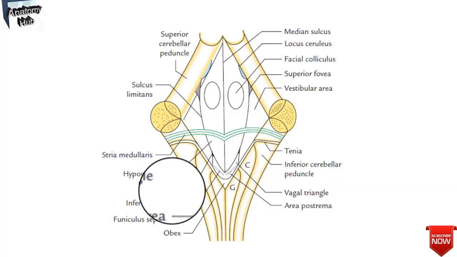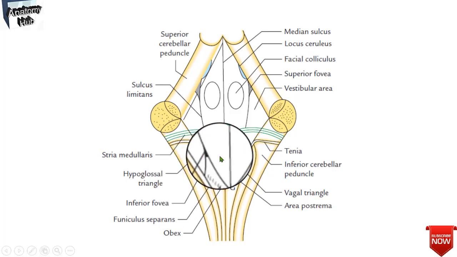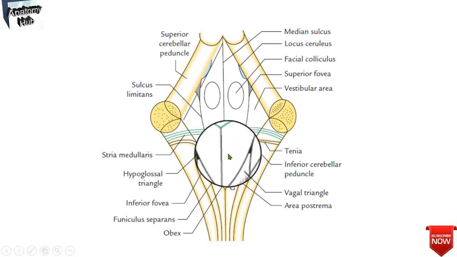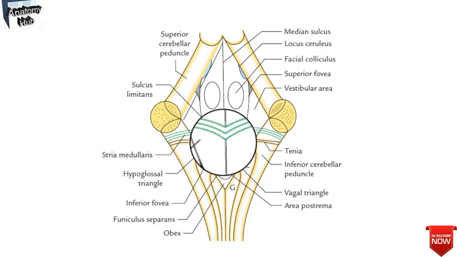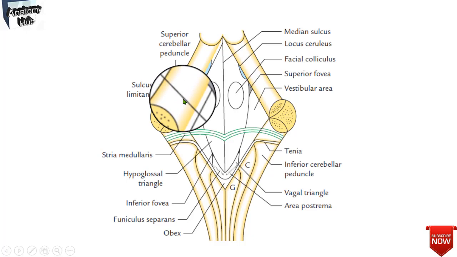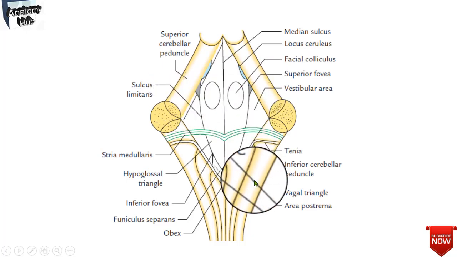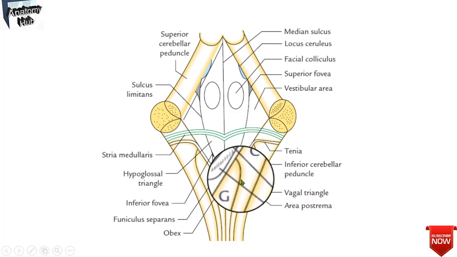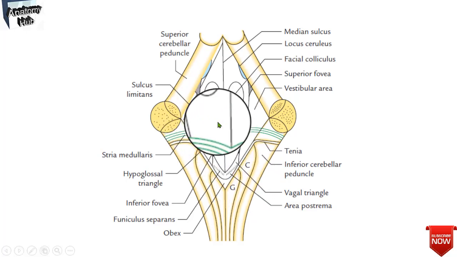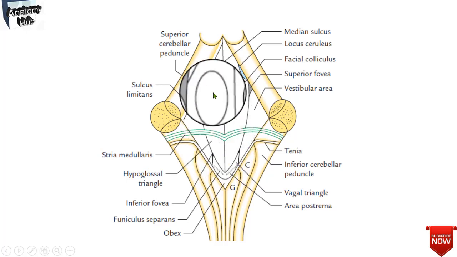Then here you will see the floor. First we will consider the floor. The floor is also known as the rhomboid fossa because of its shape. The floor of the fourth ventricle can be divided into an upper triangular part that is formed by the posterior surface of the pons and a lower triangular part that is formed by the upper part of the posterior surface of the medulla. You will find an intermediate part at the junction of the medulla and the pons.